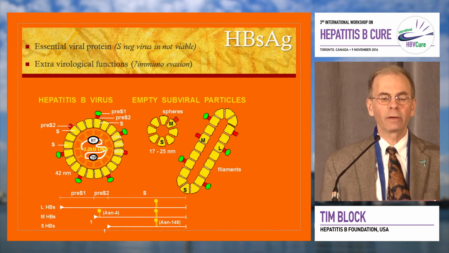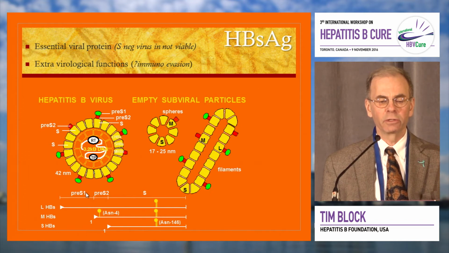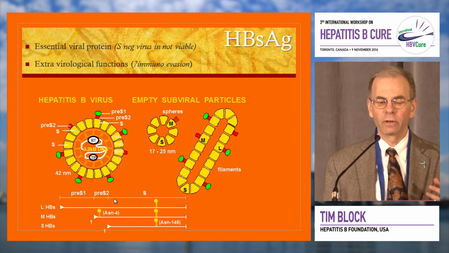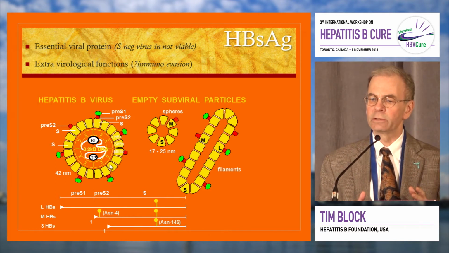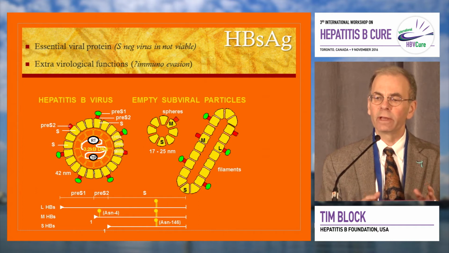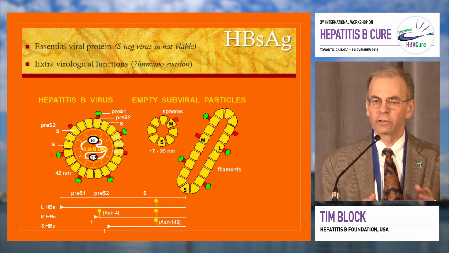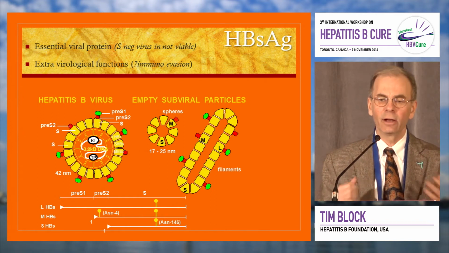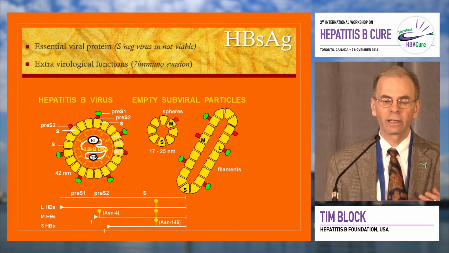The point I want to make here is that the S antigens, which are all made from the same gene, with alternate starts of open reading frames, L, M, and S, the major one, are essential viral proteins. Without an S antigen, the virus is not infectious. It's as legitimate an antiviral target as any other direct-acting antiviral target.